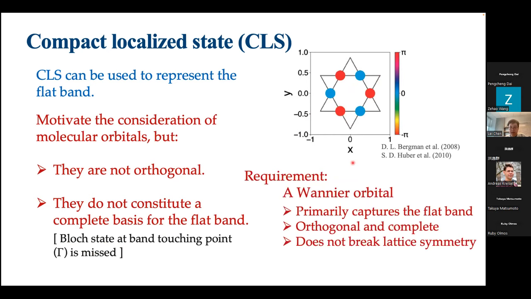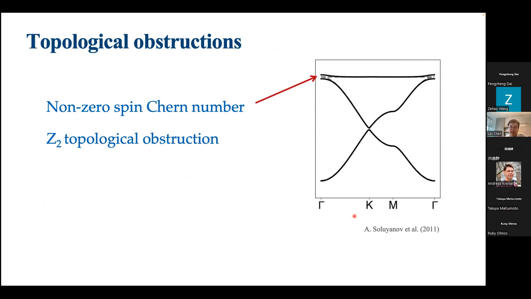And let us recall what we want. We want a well-defined Wannier orbital, which can be primarily used to capture the flat band, and it should be orthogonal, and it should be complete. And of course, we don't want to break any lattice symmetries, such that we do not introduce additional bias to the system. But in order to find such Wannier orbitals, it's actually very hard, because we need to overcome a couple of obstructions that come from the topology.